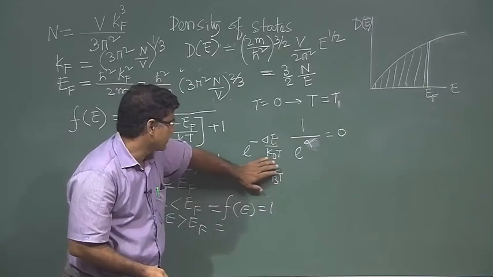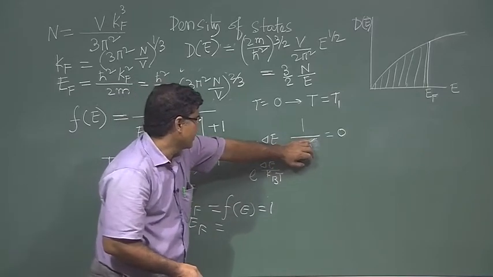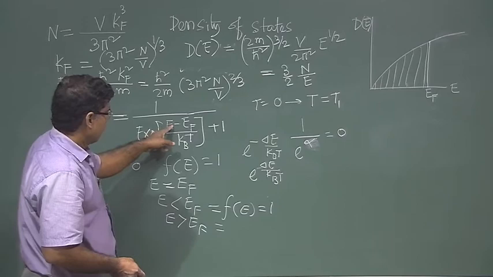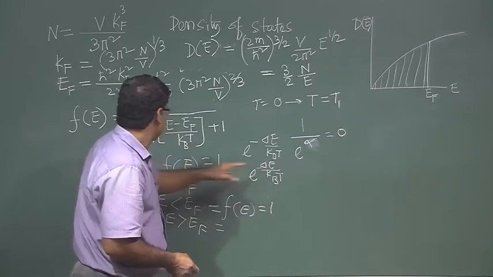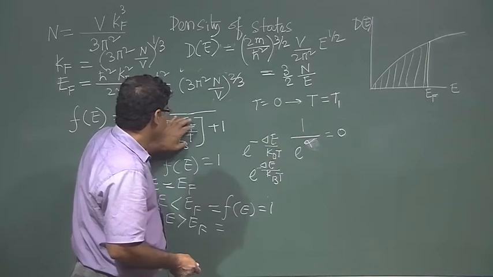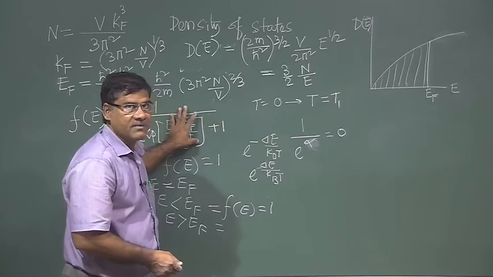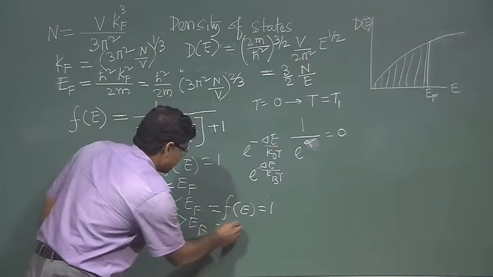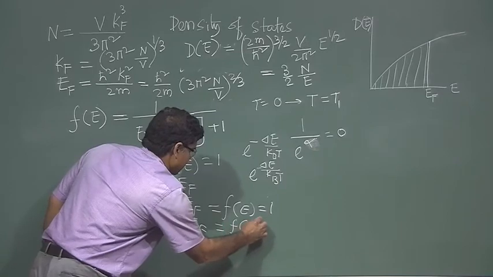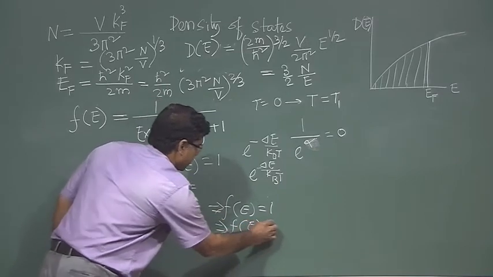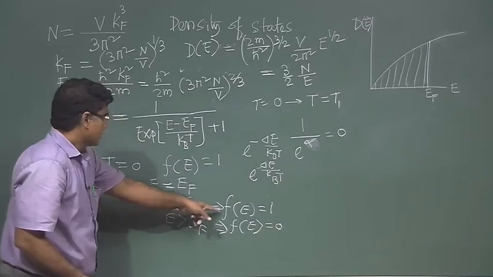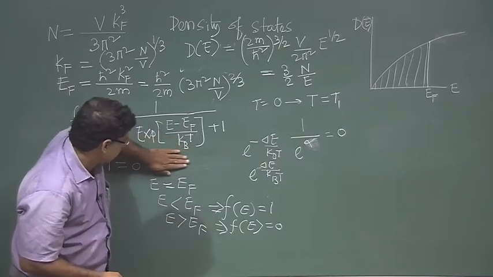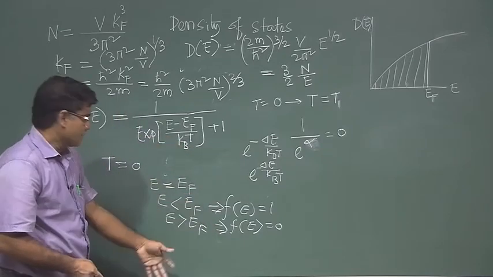So, for T equal to 0 this is infinity. So, e to the power infinity is infinity, plus 1 is infinity, 1 by infinity is 0. So, for this case Fe will be 0. Okay. So, I think this is the right statement.